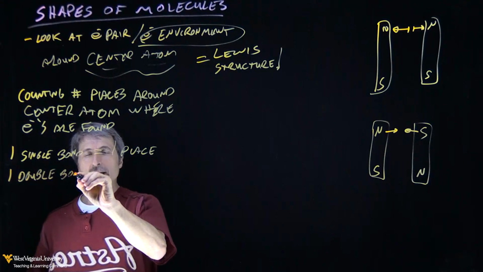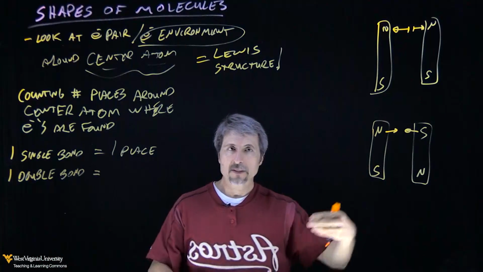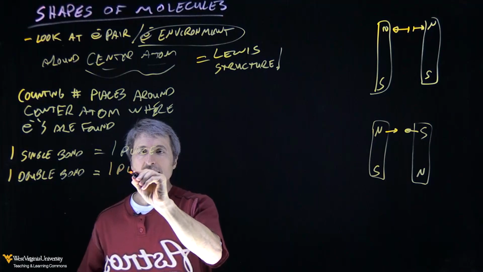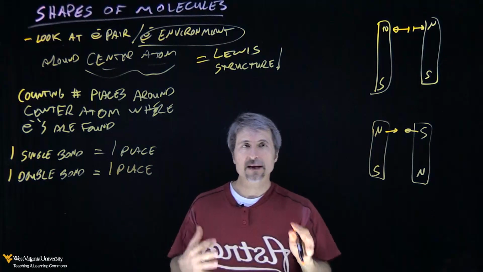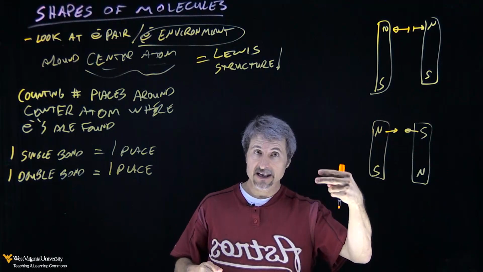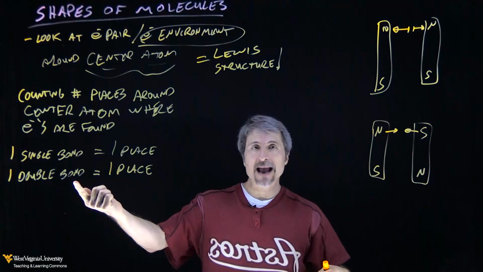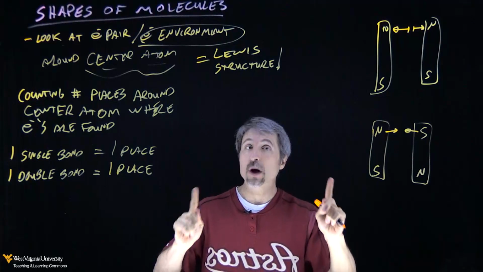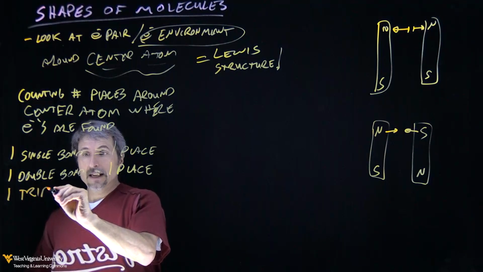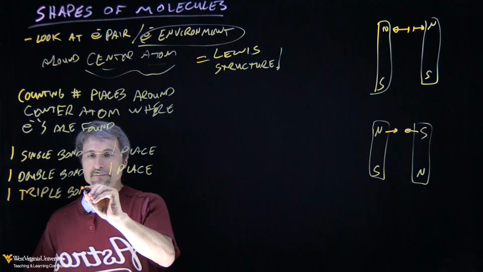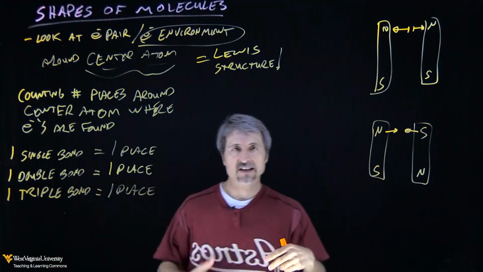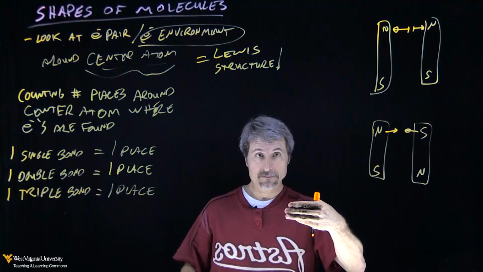Would you agree with me that a double bond attached to an atom is also one place where electrons are found? If you think about electrons being like a magnet, this is just a stronger magnet, but it's still just one magnet, right? And a triple bond is still one place, but it's just an extra strong magnet.